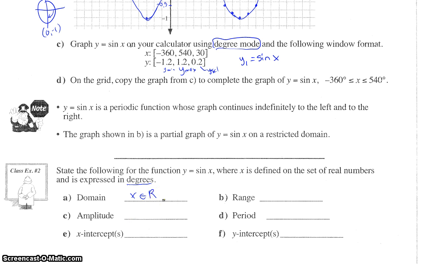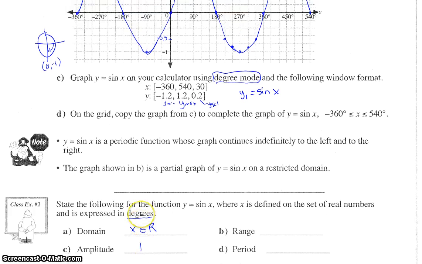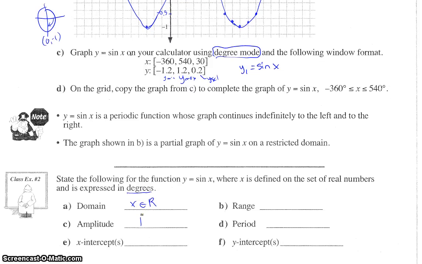Amplitude, okay, so half of our total range. You'll notice it went from negative 1 to 1. Our range would be 2, so half of that would be 1. Our amplitude is 1 for that basic sine graph. X-intercepts, well, if we look back at our graph, our x-intercepts seem to happen at 0, 180, 360. Because they happen every 180 degrees, I would describe my x-intercepts as 180 degrees times n, where n is an integer.